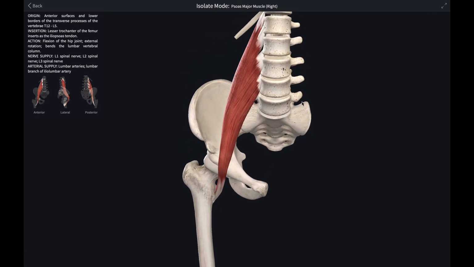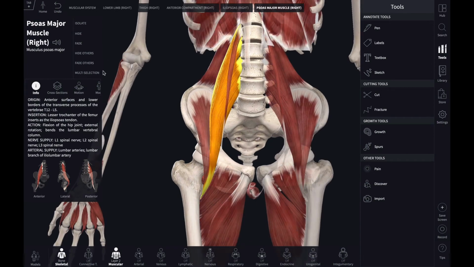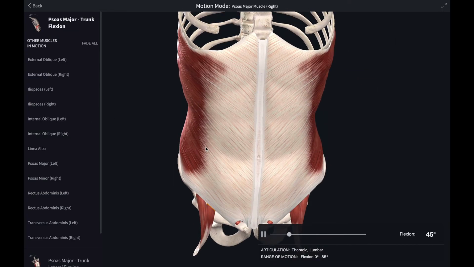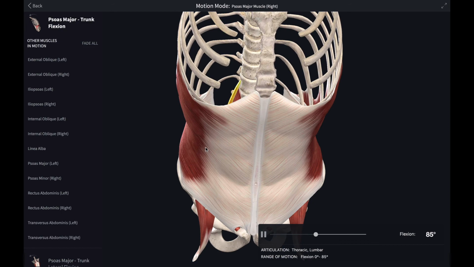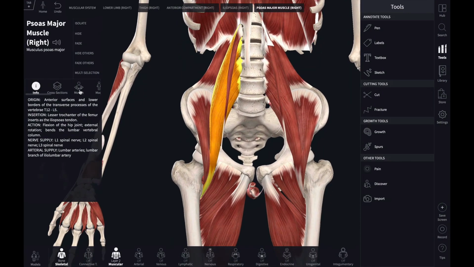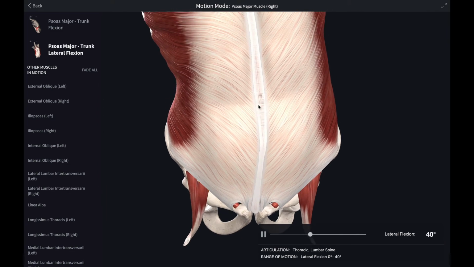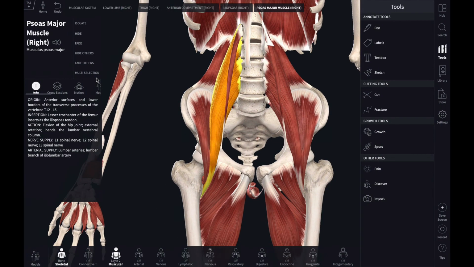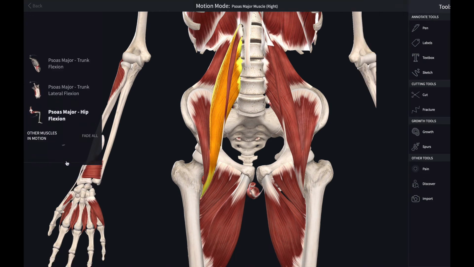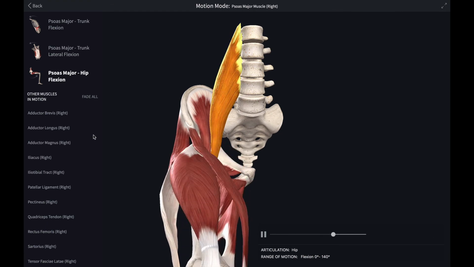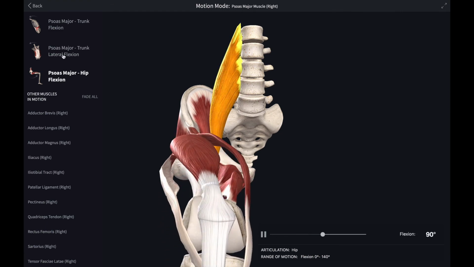And the main movement of the Psoas Major is a combination of the Iliacus and the Psoas Minor. So it also does trunk flexion like that. It does trunk lateral flexion, so bending sideways. And then it also does what the Iliacus does, which is hip flexion there. So again, being involved in walking, running, going upstairs, anything like that.